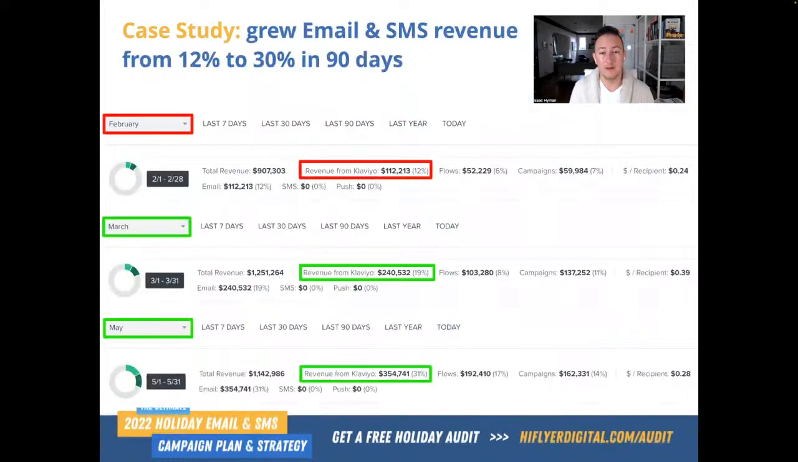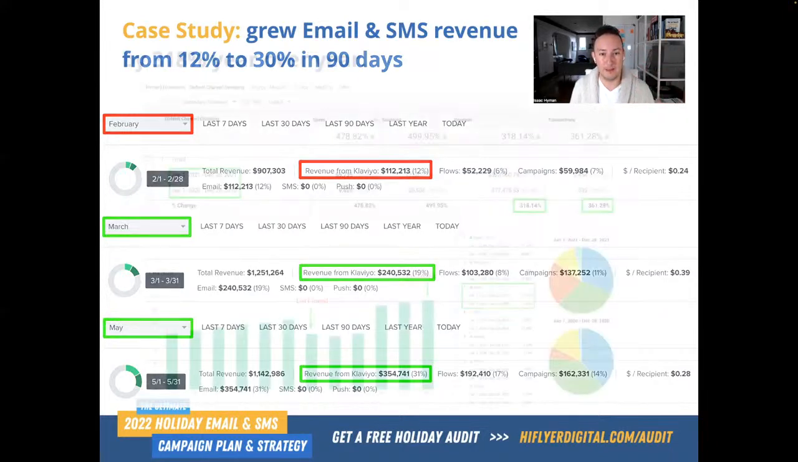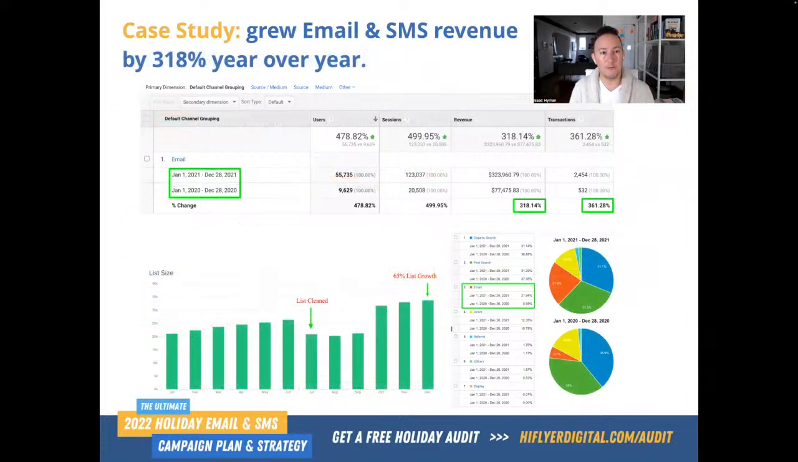Here's another great example where brands kind of ramp up really quickly. This brand went from 12% of total revenue from email and SMS to 30% in 90 days just by leveraging the strategy. Imagine starting now in October and then ramping up to December, growing 3 times as fast as you did last year, right? From $112,000 a month to $354,000 a month in May, right? It's not even the holiday season. So when you think about it, implementing these key holiday strategies will help you ramp up like that pretty quickly. Just a really quick overview on the case study.